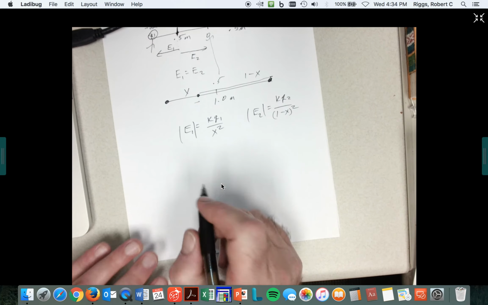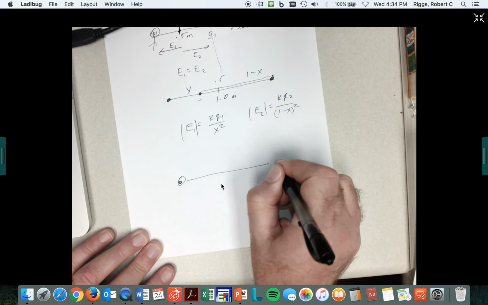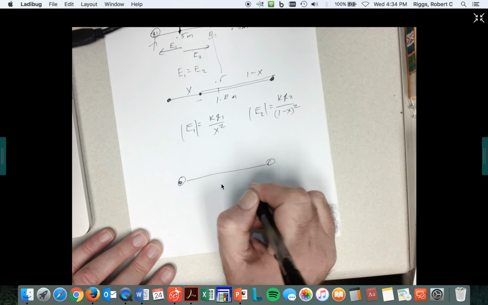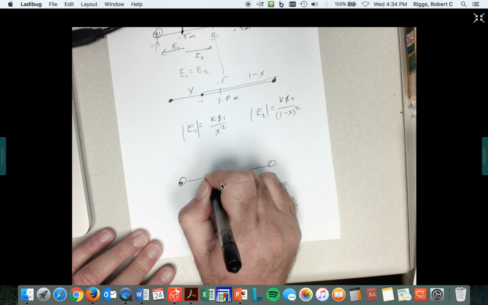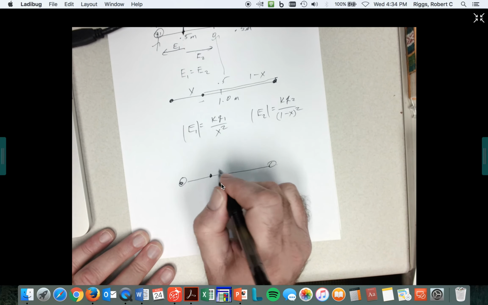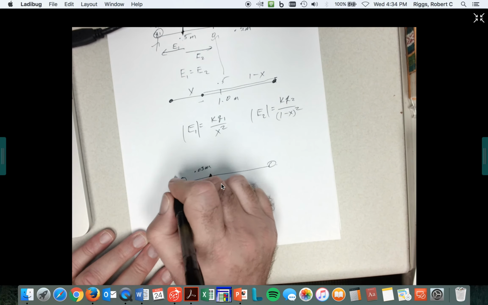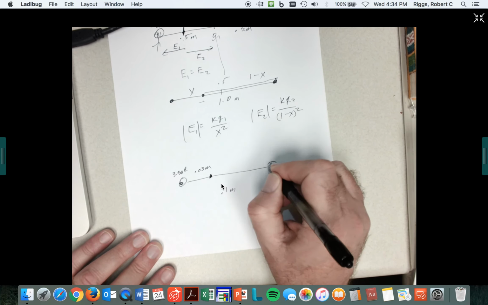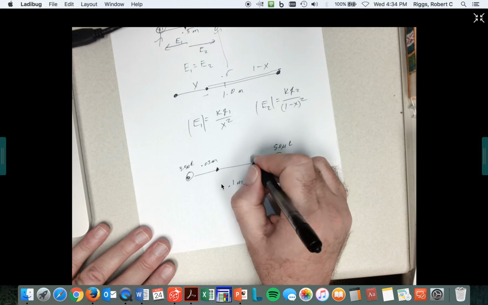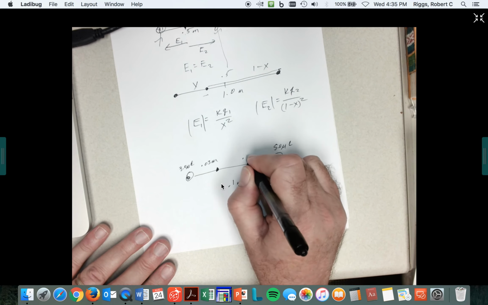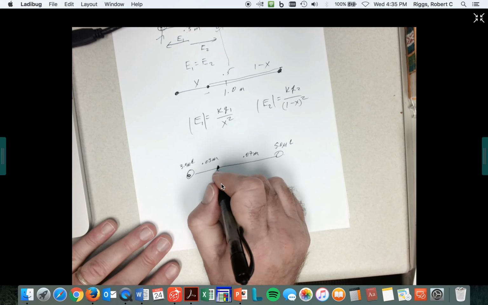You might be asked to do a question on the exam where you have two charges that are separated by 0.1 meters, and you've got an E field at 0.03 meters. This charge is 3.0 microcoulombs. This charge is 5.0 microcoulombs. And then this would be, of course, 0.07 meters. So you add the two, and you get the total. Let's find the E field here.